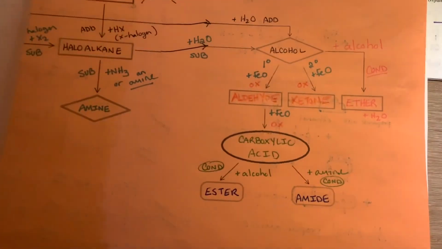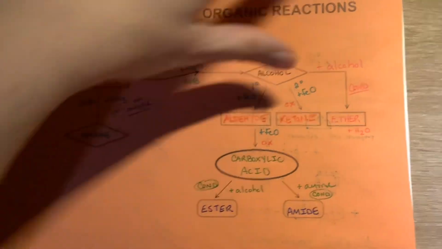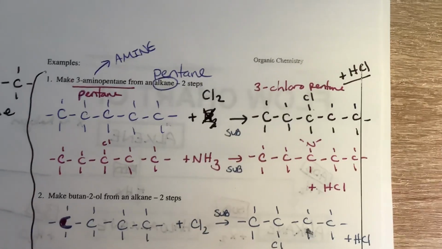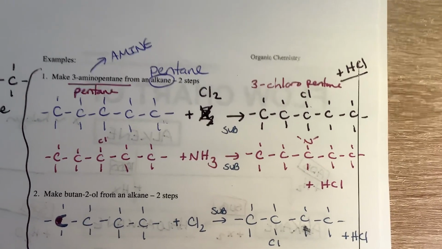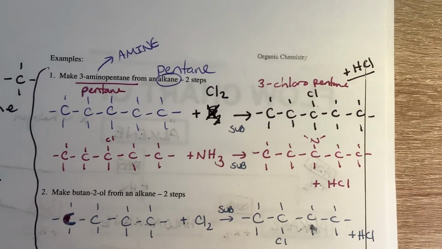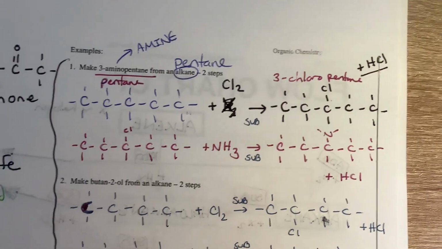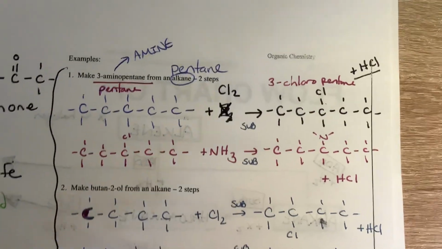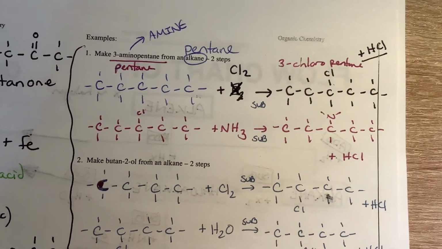So what I want to look at next is some of the questions in your notes. I'm going to look at the first one, and I highly recommend doing these on a separate piece of paper because it's kind of squished in the notes. In the first question, it says that you have 3-aminopentane and you want to make it from an alkane. So you're going to make it from pentane. Why pentane? Because you want 3-aminopentane, so you know you need 5 carbons, so it's probably a good idea to start with 5 carbons.